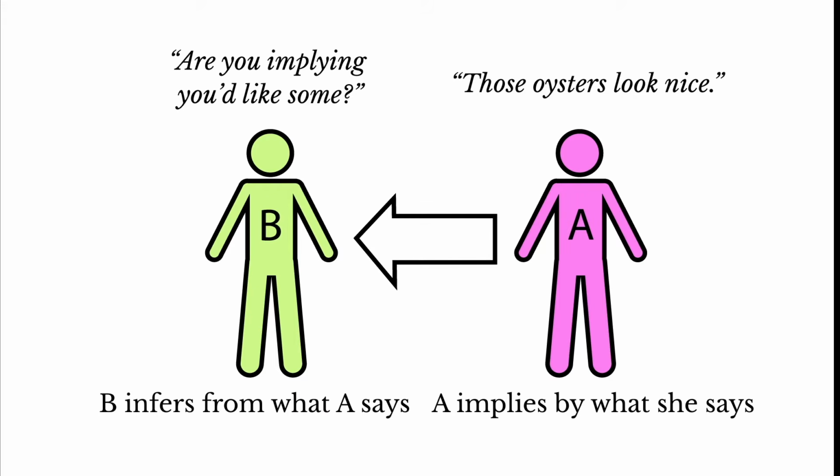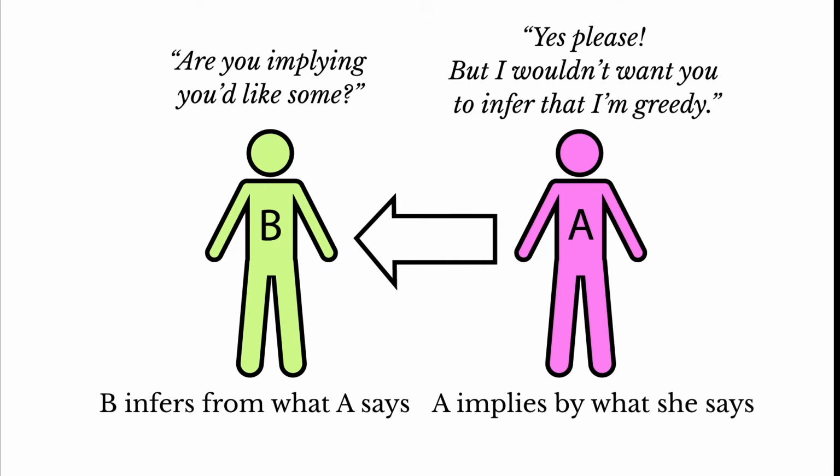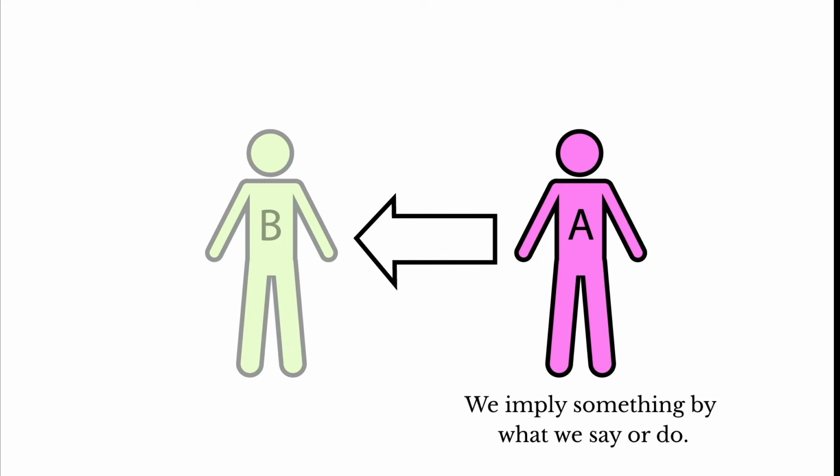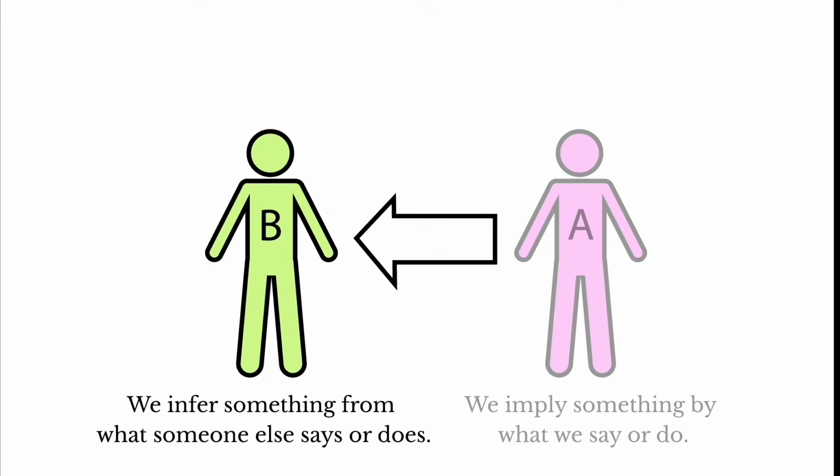Let's say Alice responds, "Yes, please, but I wouldn't want you to infer that I'm greedy." So Alice is using infer correctly there. She does want some oysters, but doesn't want Billy to get the impression that she's greedy. So a simple way to think of the difference between imply and infer is to remember that we imply something by what we say or do. We infer something from what someone else says or does.